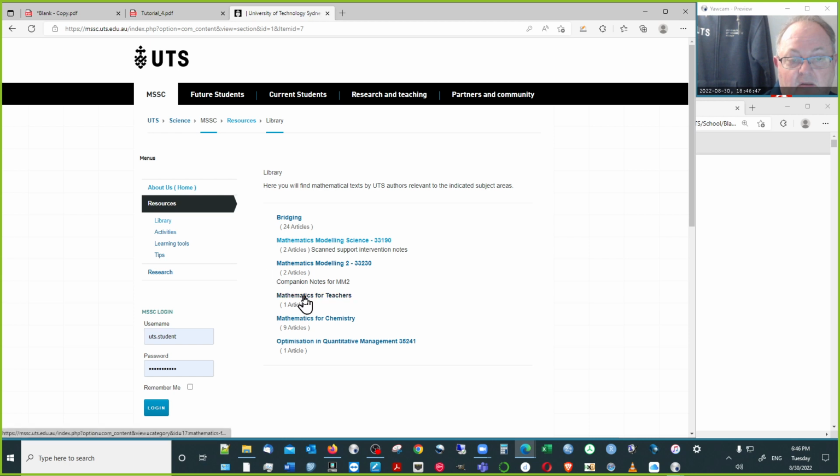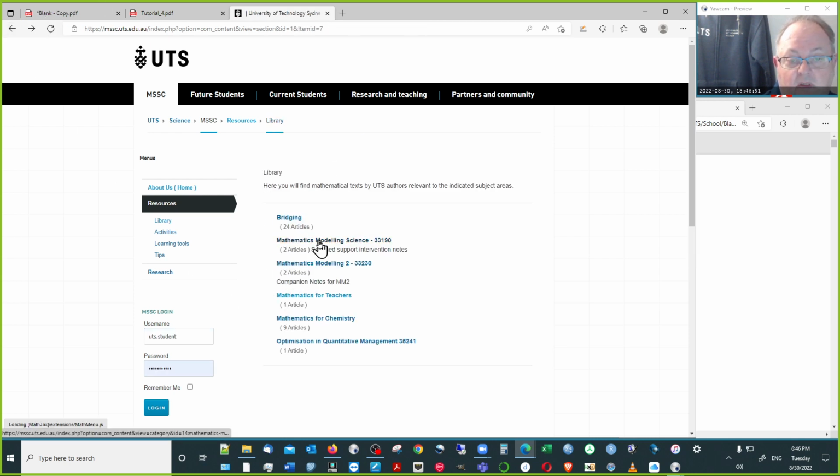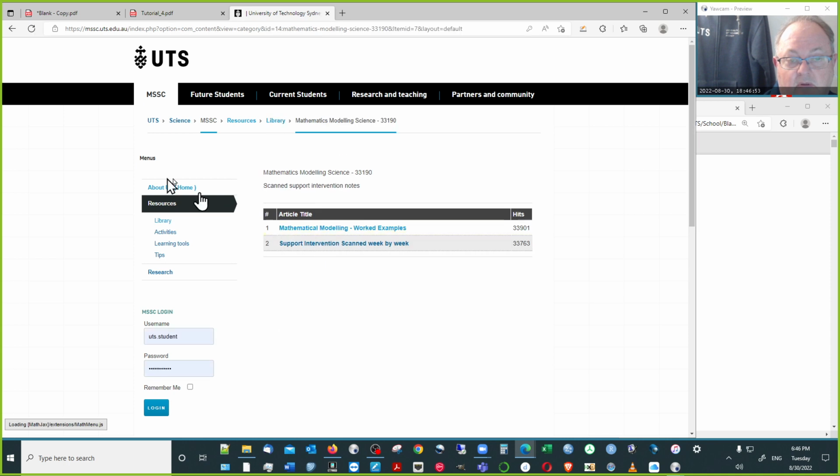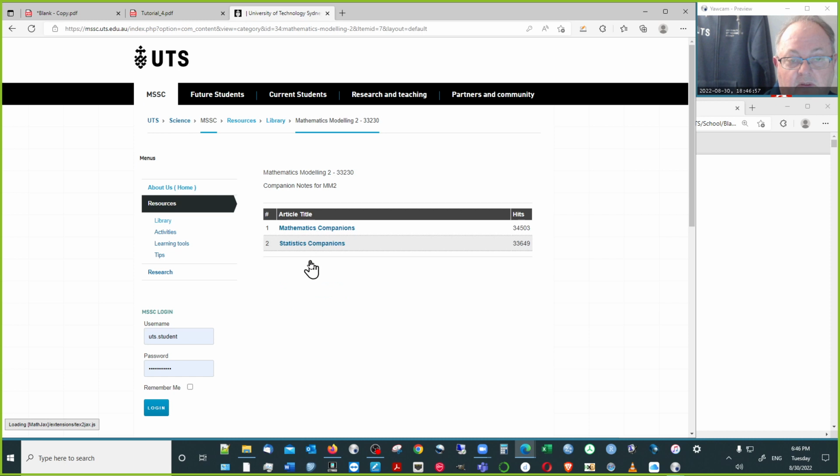Now, no, that's not what I wanted. Modelling for science. Sorry, one more. Must be modelling 2. That's an older subject now. There they are. The maths companions and the stats companions.